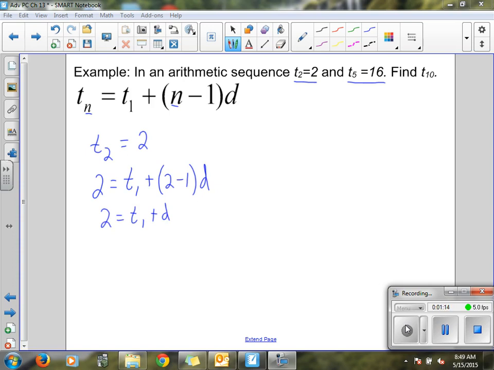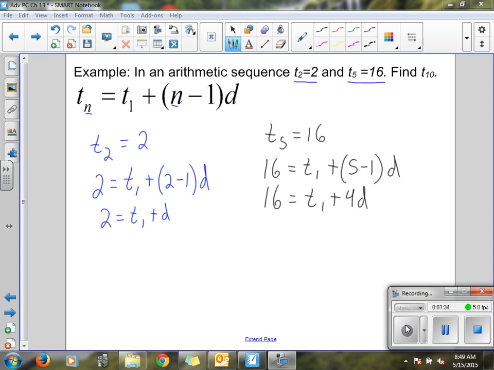So let's take a look then at t sub 5, so our fifth term being 16. Plugging that in, t sub 5 is 16. Again, we don't know our first term, but we do know that we are looking at the fifth term, so n will be 5 times d, cleaning that up. We get that 16 equals t sub 1 plus 4d.